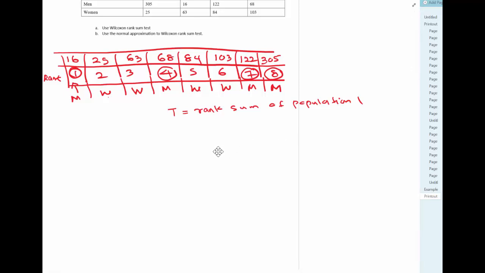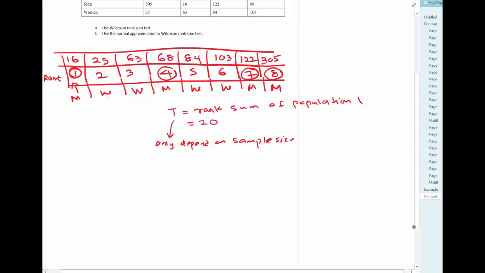Okay, so in this video we are going to use normal approximation to the Wilcoxon rank sum test. In the last video we calculated the test statistic, which is the rank sum of population 1, and it was equal to 20. Now this test statistic only depends on the sample size, and it does not depend on the shape of the population.